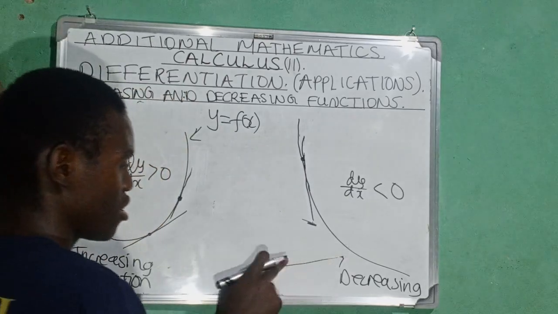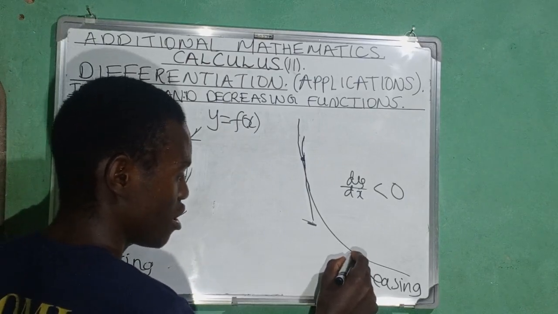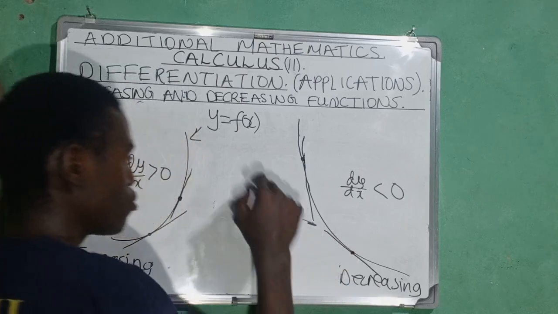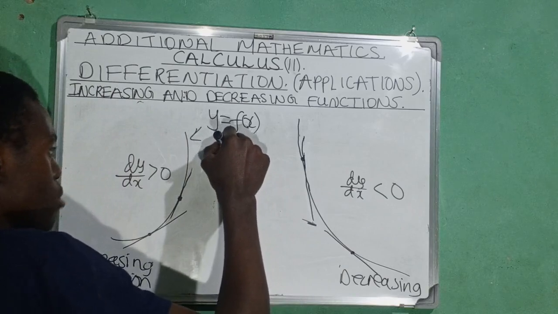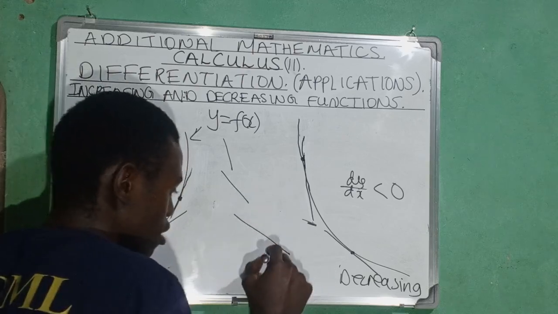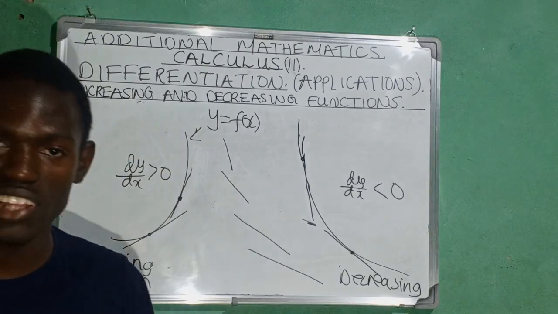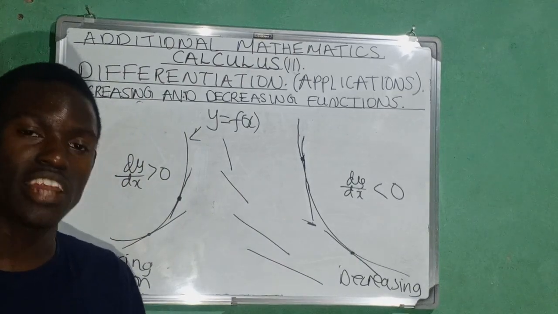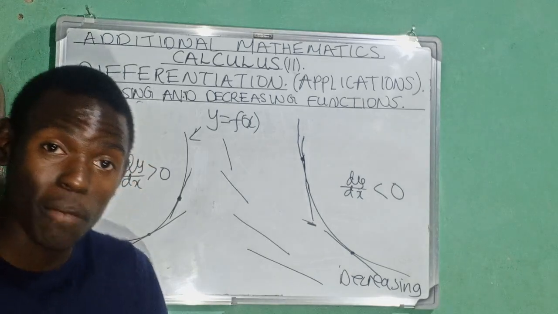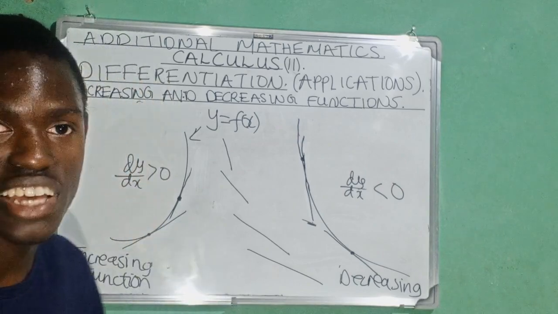So for example, we have another point here. To calculate the gradient, we draw a tangent line. So if you see, the lines will be like this, like that, like that. All of them are showing that it's a negative gradient. And if it's a negative gradient, it means dy/dx is less than 0, because dy/dx is giving a negative number.